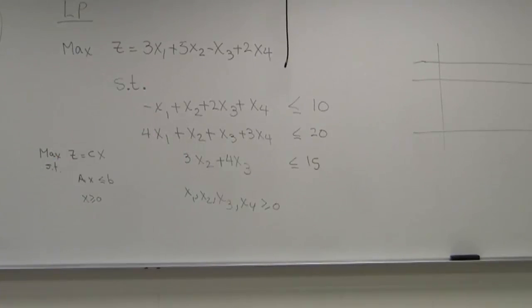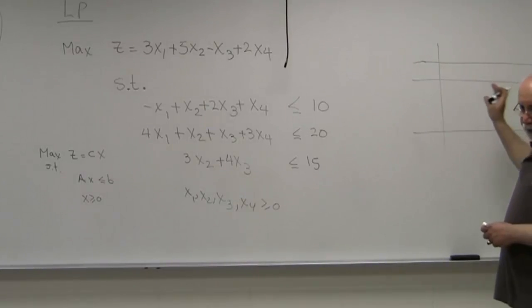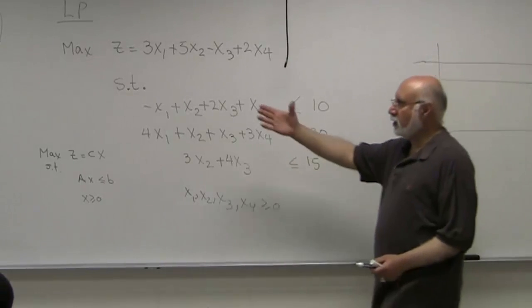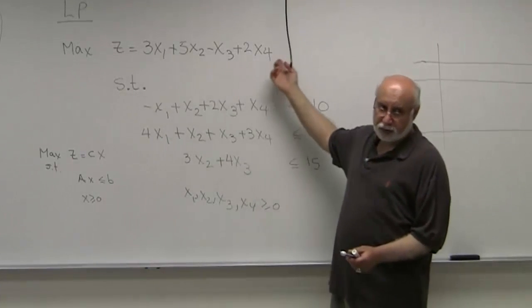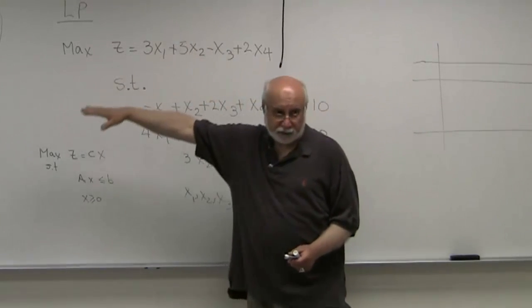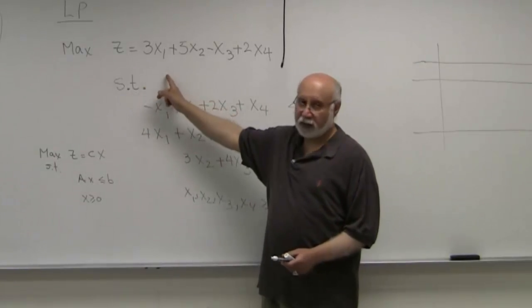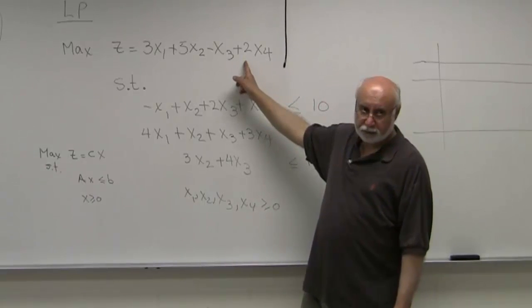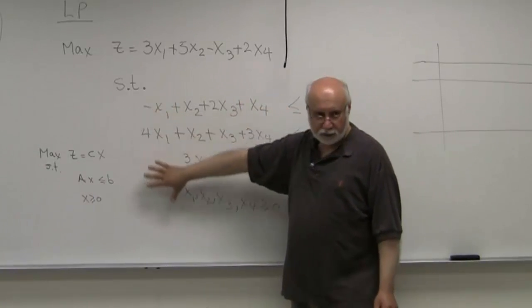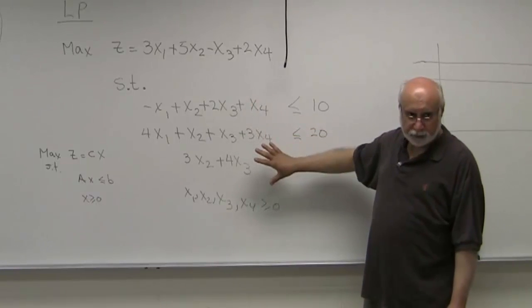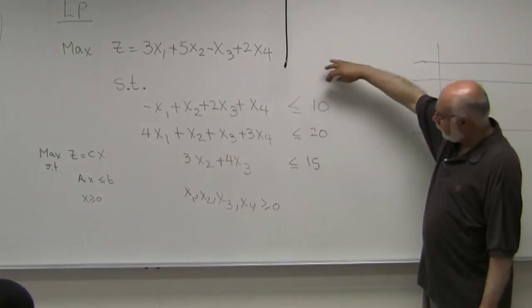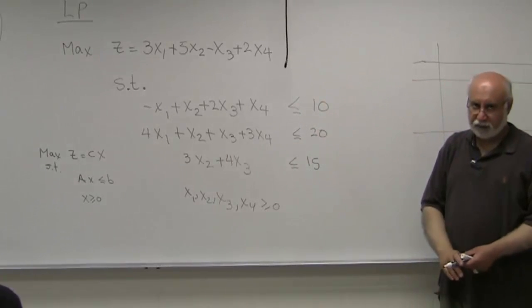You need to be very comfortable with these things, because everything in here depends on your good understanding of those. When I say C, I say original values, not in a standard form, nothing else. Original values. So C is 3, 5, negative 1, and 2. A is whatever you see in here. What is the B vector? It is a column vector, 10, 20, 15.